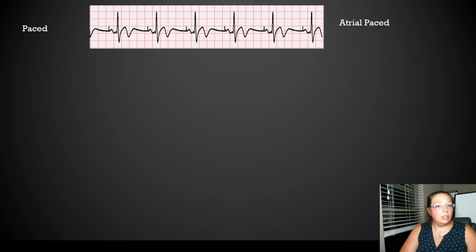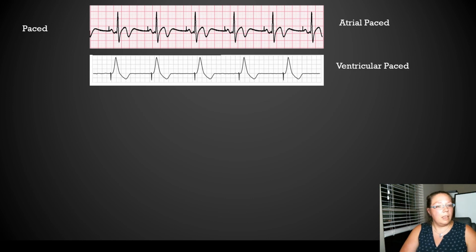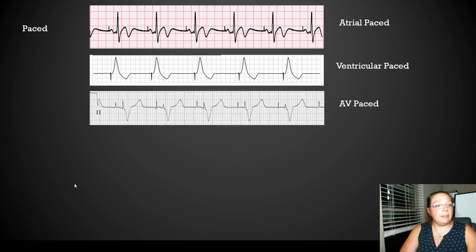So, you've got atrial pace. That's where you have your pacer spikes before your P waves. And that is enough to cause the heart to contract. You've got ventricular pace, where you have the spikes and it causes QRS complexes. And then you have AV pace, where you have an atrial pacer spike and a ventricle pacer spike, both of them.